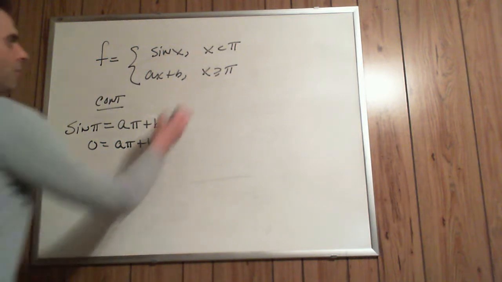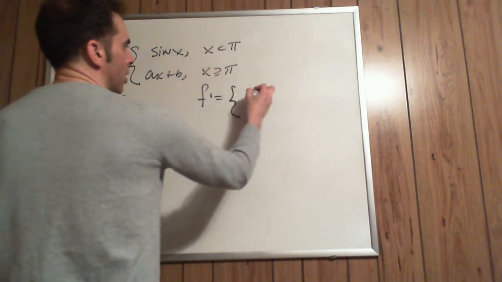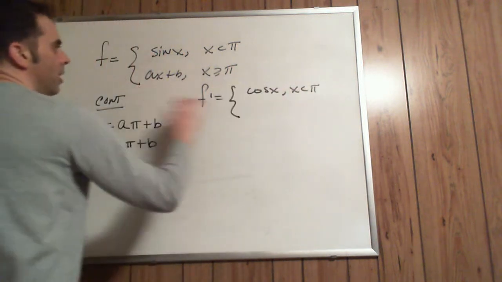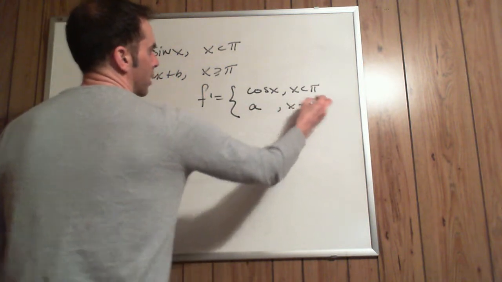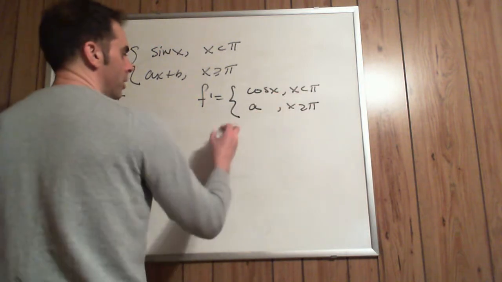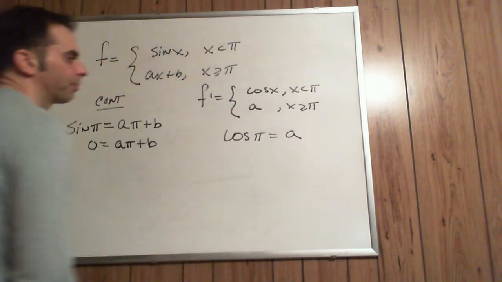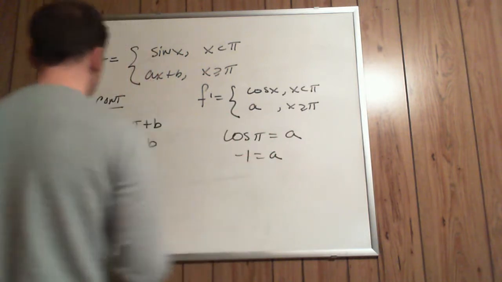Now I have to take the derivative part. The derivative of sine is cosine, and the derivative of this is a. So then the cosine of pi, put this in, equals a. Cosine of pi is -1. So a is -1.